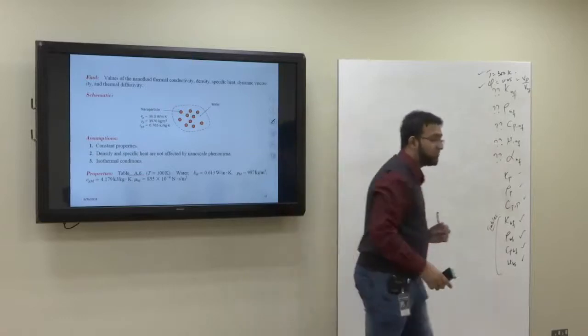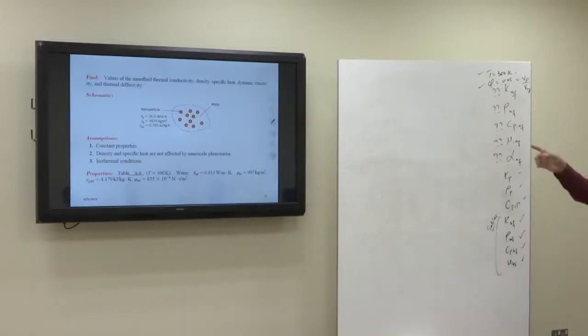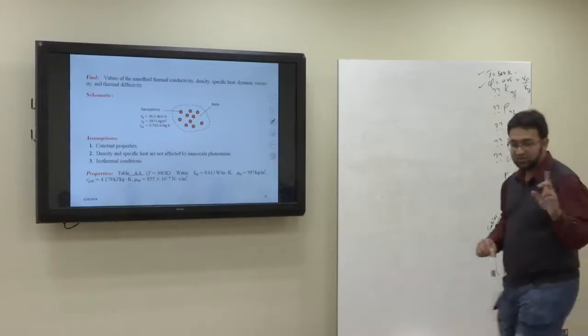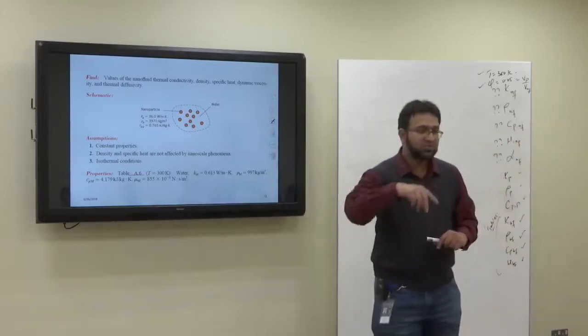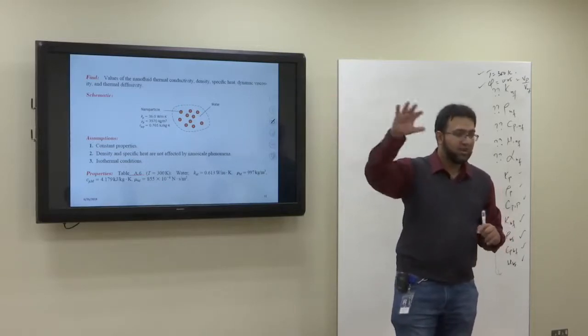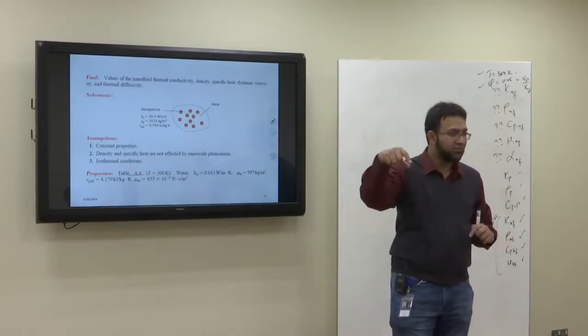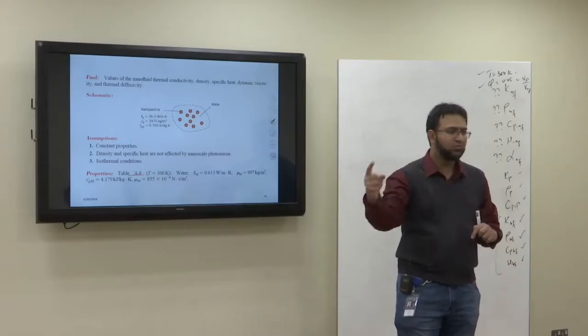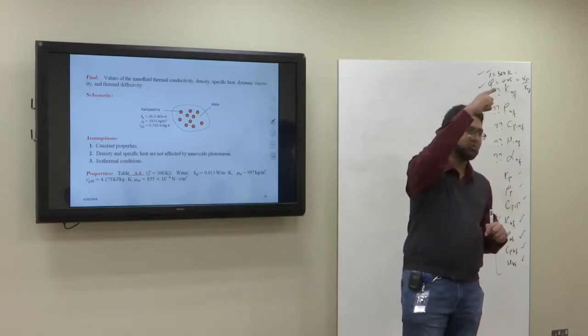This problem is very important, especially this example 2.2, the one which we are solving, because in this book, in chapter number 3, chapter number 5, chapter number 7, 10, they have some problems regarding nanofluid, but they say that refer to example 2.2 for the properties of nanofluid.